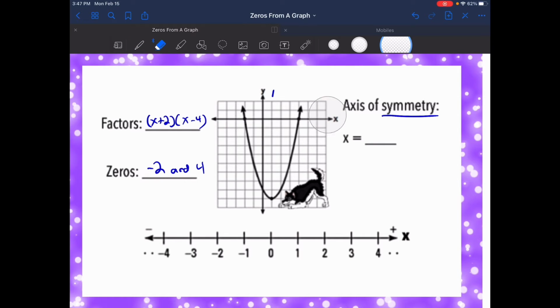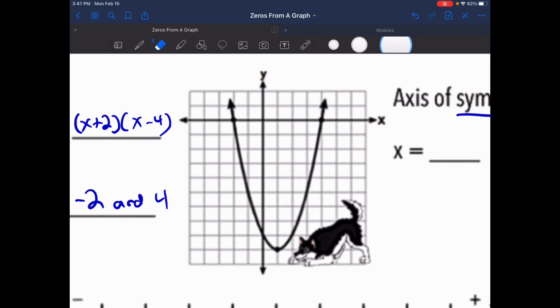Let me make this as clear as I can. I draw an axis of symmetry. I'm just doing a dotted line. It's a little easier to draw. It goes right through the middle. That point is called the vertex. We'll talk more about that later. And then I'm looking to see what x value it goes through. And that would be when x is 1, because that's when x is 0.